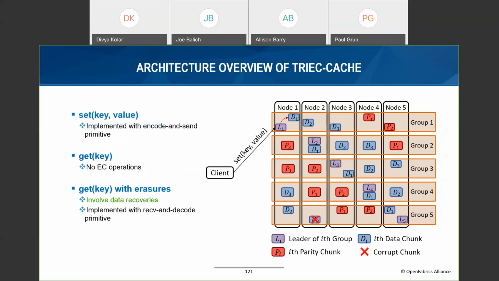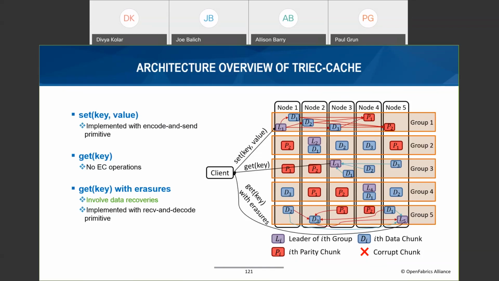So now let's see how it works for different operations. TriEC-Cache basically supports 2 operations, set and get. In these slides, we briefly show how set and get works. For a set operation, the leader splits the value into 3 data chunks and sends them out. Each data process encodes the received data chunk to generate intermediate chunks, as we discussed before, and sends them to the parity processes. After receiving enough intermediate chunks, each parity process sums them up to generate the parity chunk.